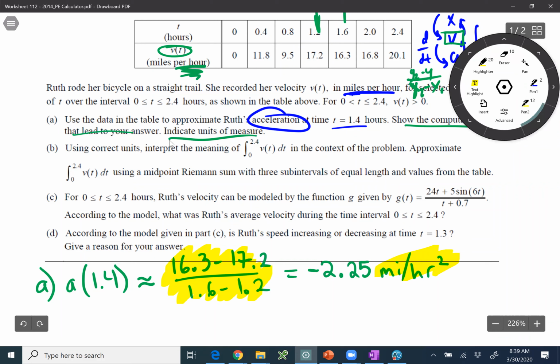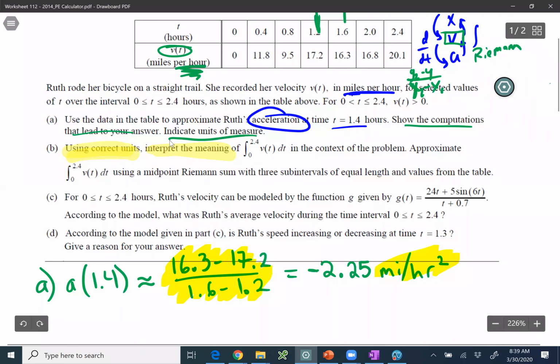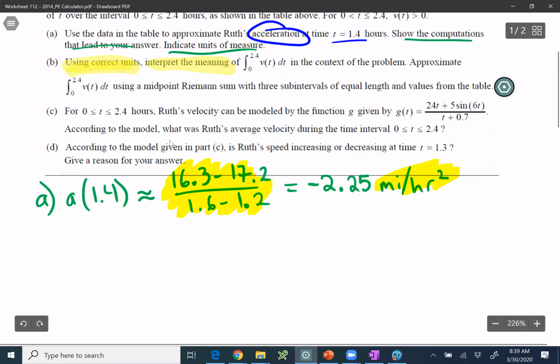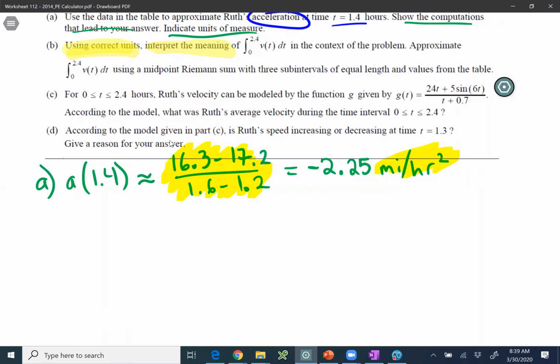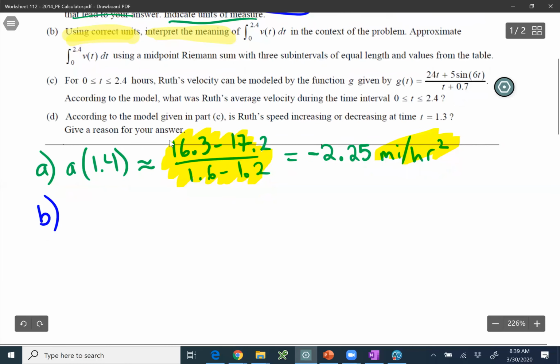Okay, B says using correct units, interpret the meaning of the integral from 0 to 2.4. This is one a lot of us had issues with during class. And a lot of it was because we didn't use our correct units. My standard on this, if you wanted to have a sentence starter to memorize, is to first put the integral. So always put the integral.